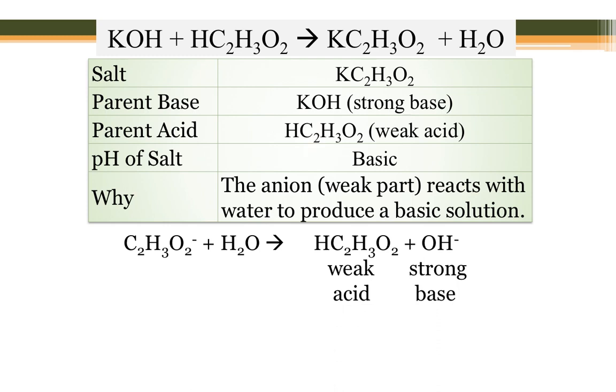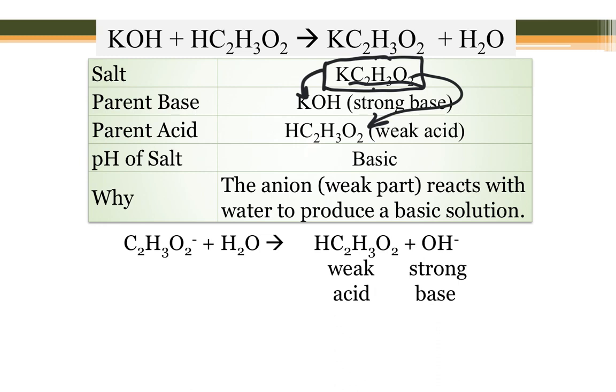So what you have to be able to do, if you're not given the equation, is you'll be given the salt's formula, and you have to say, okay, the potassium came from KOH, and the acetate, the second half, came from the weak acid. Well, the strong one will win. That tells you it's a basic salt.